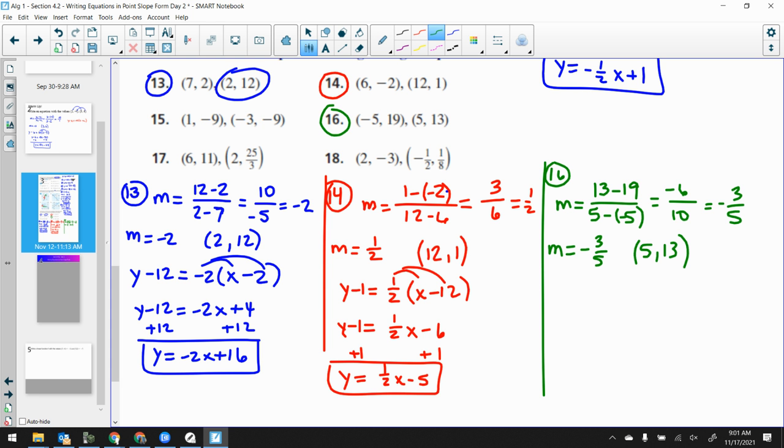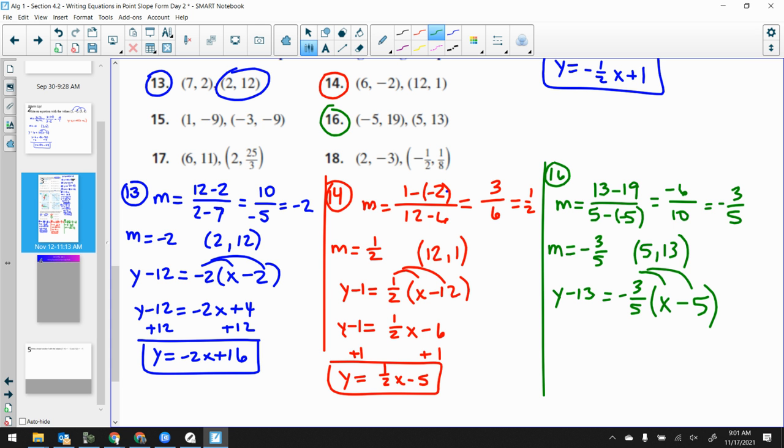Now, let's set it up in point slope form, just like we did on the last two. y minus. Good. Negative 3/5. Good. That's half the battle, folks. Getting it to this point is the difficult piece. From here on, it's just distribution and solve.